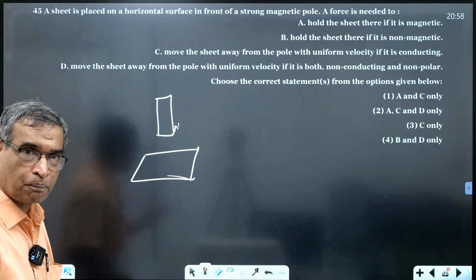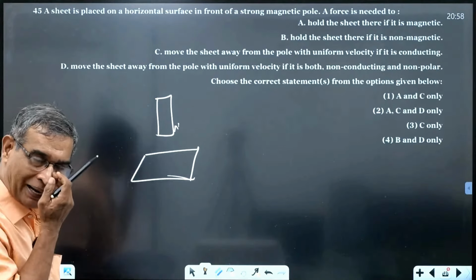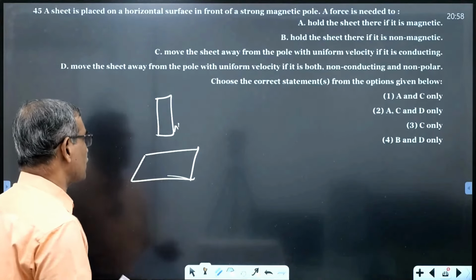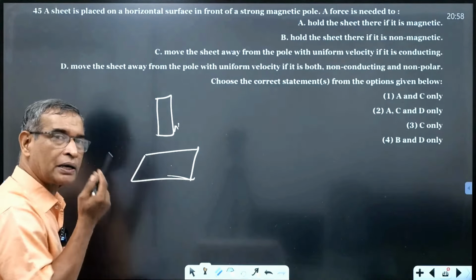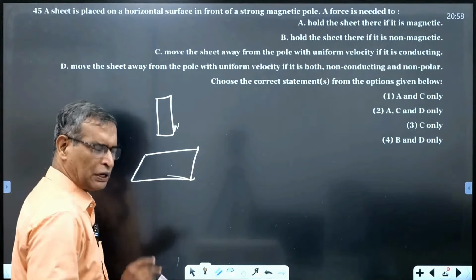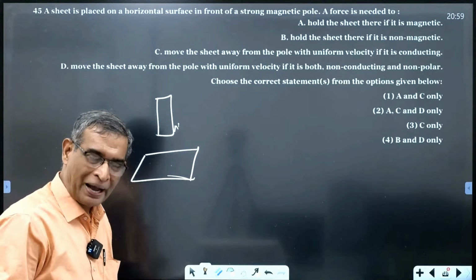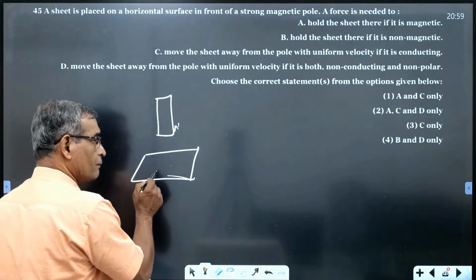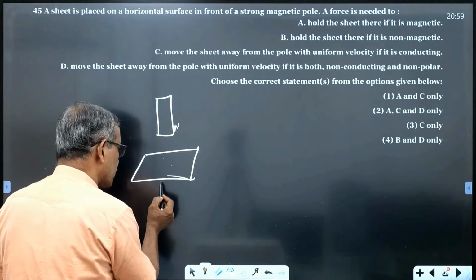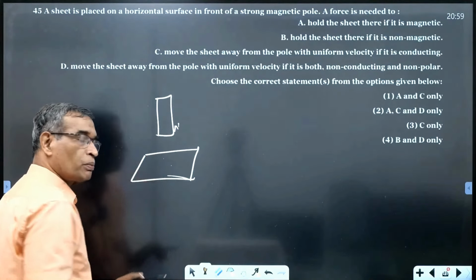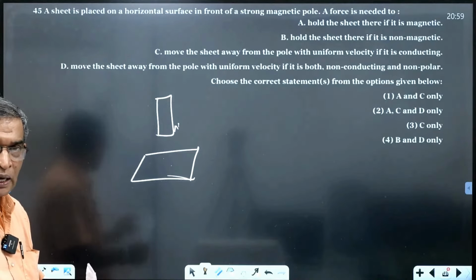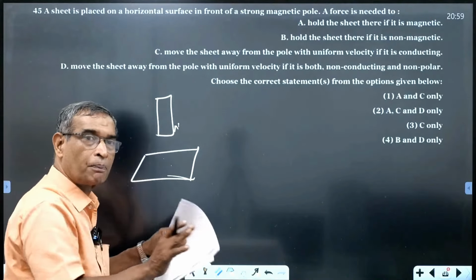If it is a ferromagnetic or magnetic plate, at once we can say that this will act as another dipole. Magnetism will be induced on it, provided it is magnetic. If it is magnetic, it will act as another dipole, and there will be a south pole here and a north pole here. Therefore, between them there will be a force of attraction if it is magnetic, and to hold it there you have to apply force.